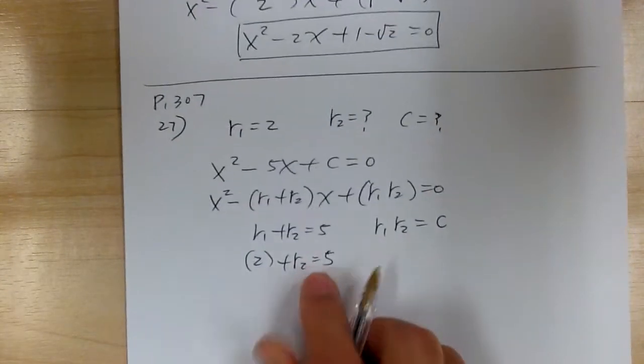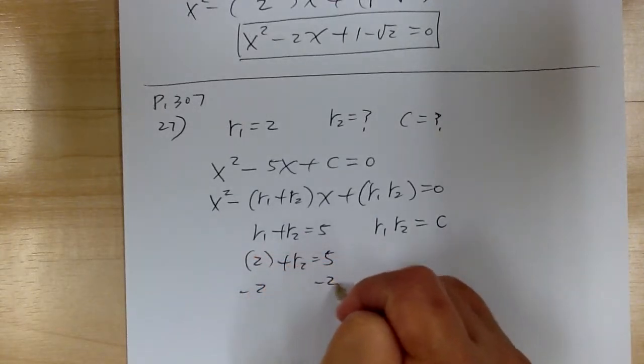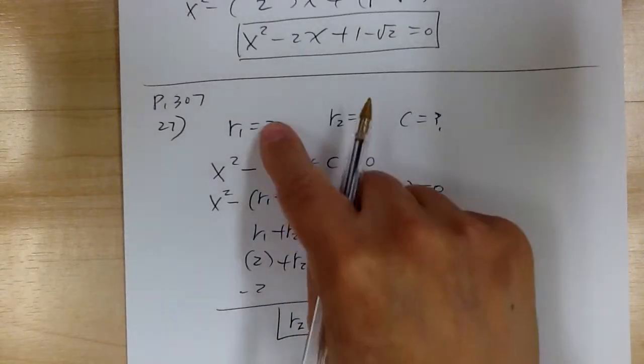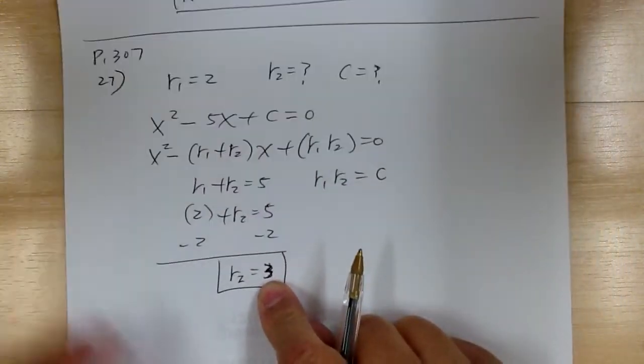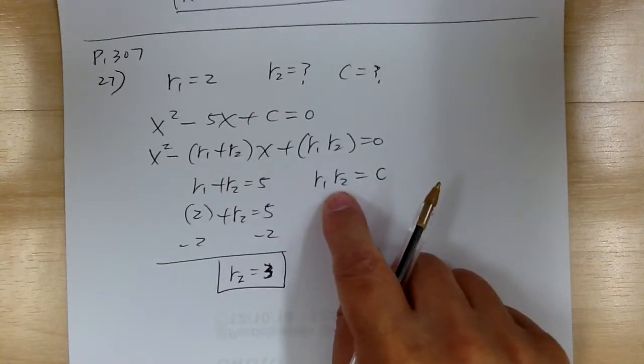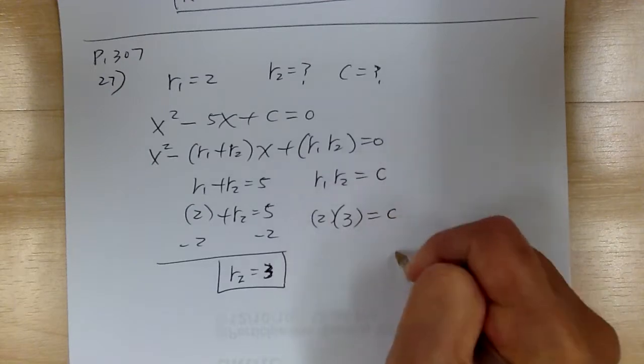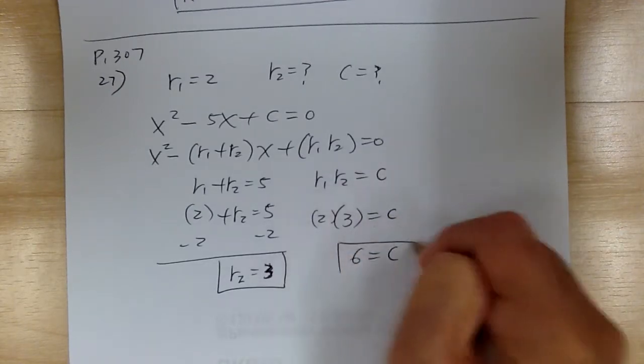And from here, you can solve for R2. So minus 2, so you got R2 equal to 3. So once you got R1 and you got R2, now you can solve for C by substituting to here. So you got 2 times 3 equal to C, so C equal to 6.